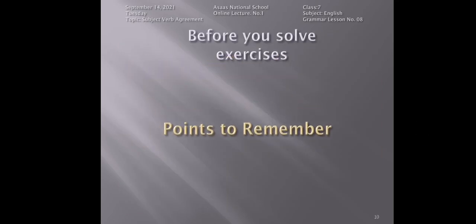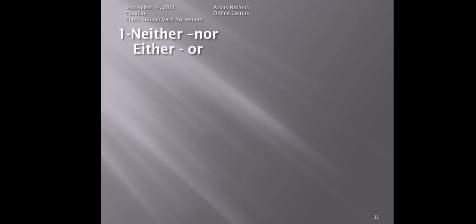Before you solve exercises, there are some points to remember which are going to help you a lot. Remember students, if you see neither, nor, either, or in a sentence, then remember what you are supposed to do. You are supposed to consider the noun that is nearest to the verb. That is the noun you have to consider and use the verb accordingly.